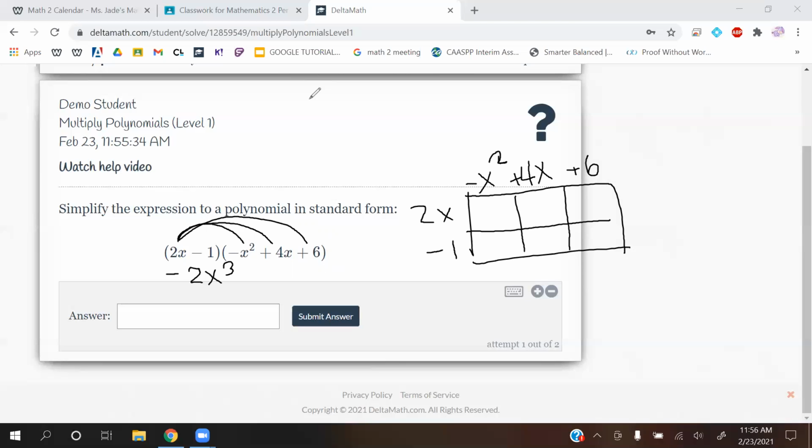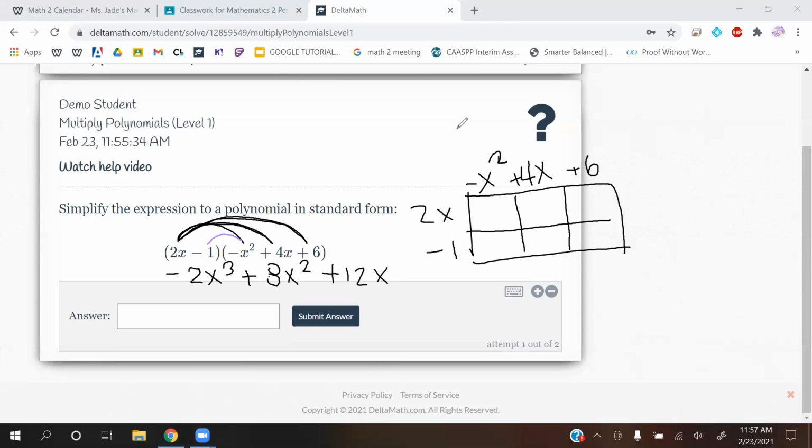Okay, next we can take that same 2x and distribute it to the middle term, which is the 4x. So 2x times 4x gives me plus 8x squared. Then we can also take that 2x and distribute it to the 6, which gives me plus 12x. Okay, and then, oh, I should have used a different color, but that's okay. I'll just use a different color now.